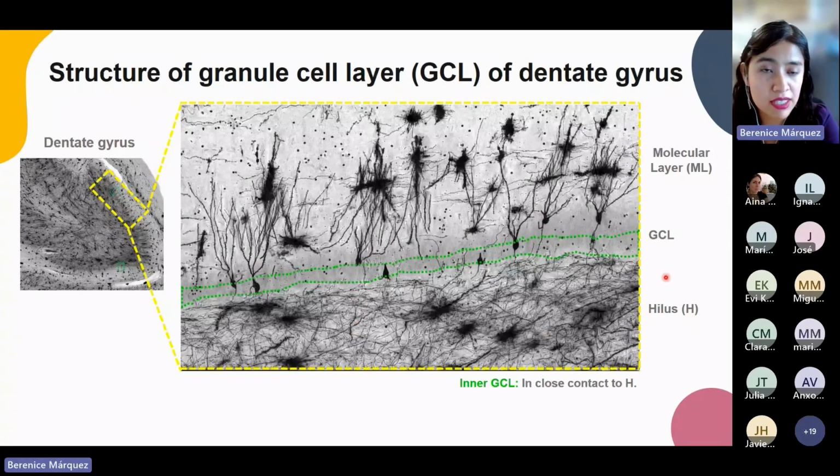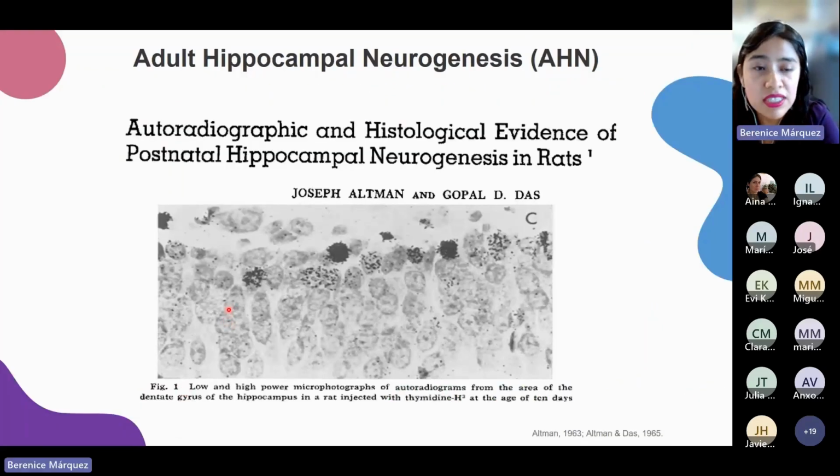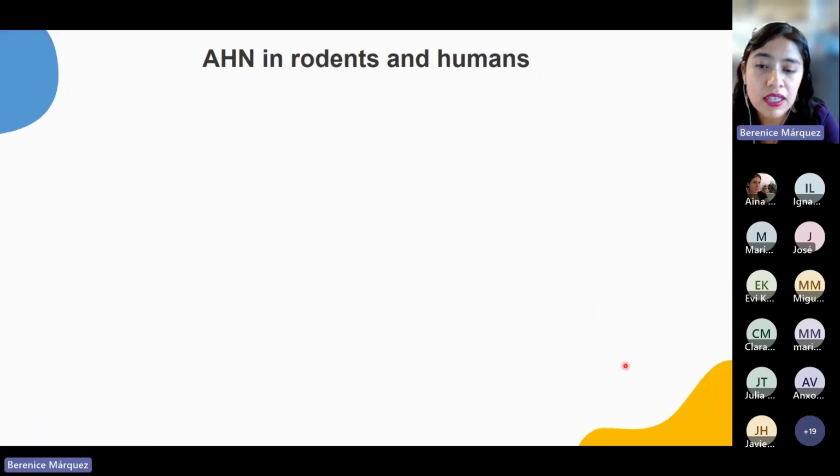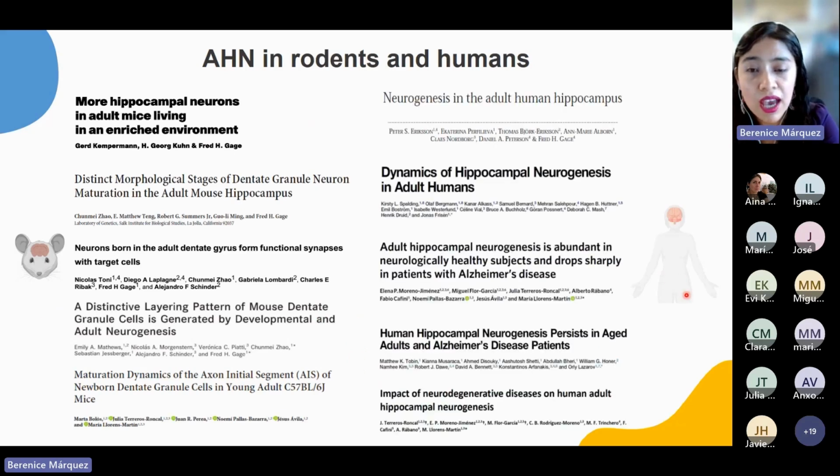One distinctive characteristic of the dentate gyrus is the capacity to generate new dentate granule cells in the adulthood through a process called adult hippocampal neurogenesis. This phenomenon was discovered by Joseph Altman in the 60s in the rat brain, and based on this finding, several researchers have carried out studies on this subject, demonstrating the continuous addition of dentate granule cells not only in rodent brain, also in the adult human brain.